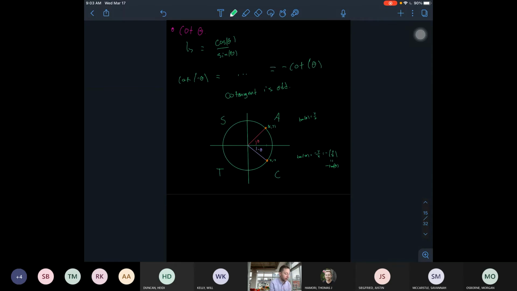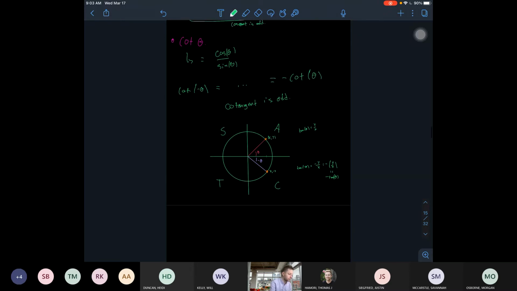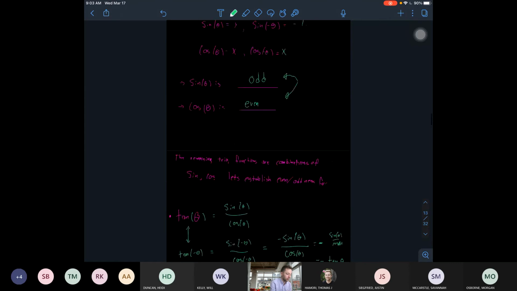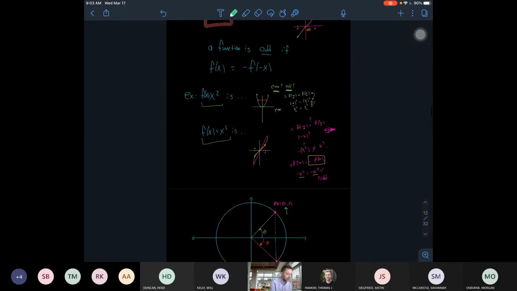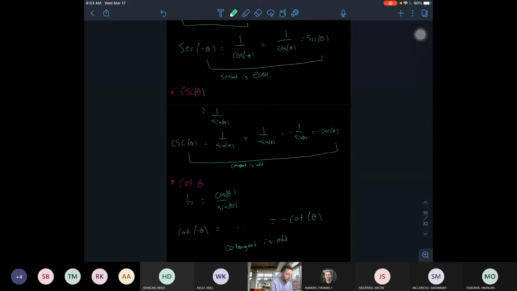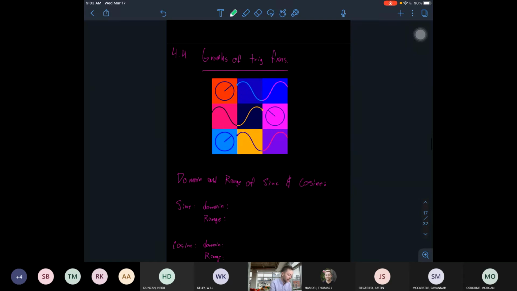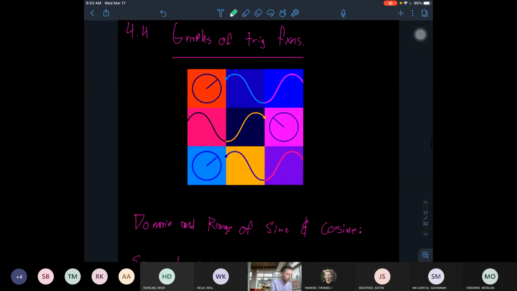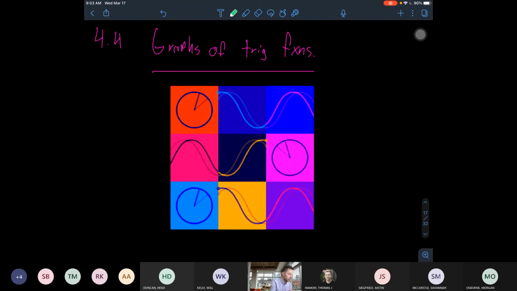So in this class, I try to provide a few different perspectives each lecture so that you can see all of the different ways of looking at it. And from there, you can just pick your favorite. All right, so this is about the even and oddness of trigonometric functions. And that is going to be part and parcel of the next section, where we are now going to start on the graphs of trigonometric functions.